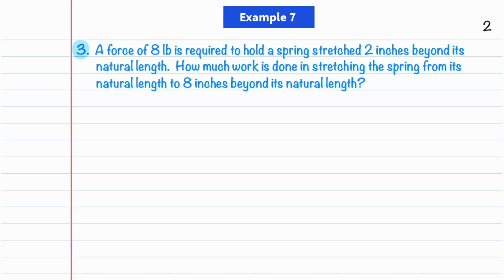Let's now look at our third example. In this example, we have a force of 8 pounds, and this force is required to hold a spring stretched 2 inches beyond its natural length. We want to find how much work is done in stretching the spring from its natural length to 8 inches beyond its natural length. The force required to hold the spring stretched is given by Hooke's law, and that's F is equal to k times x, where k is equal to our spring constant.